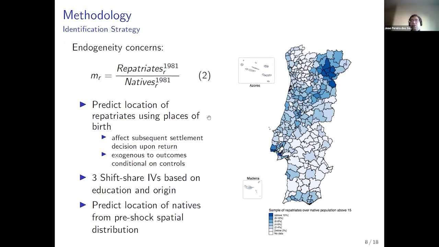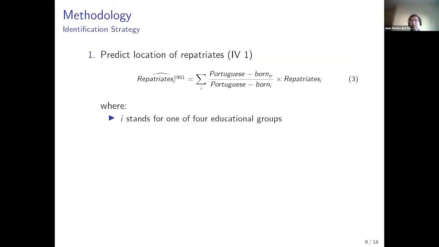So how are we going to build these IVs? The most common way in the literature in migration is to use a measure of past settlements, assuming some kind of networks. We cannot do this because we didn't have past settlements of repatriates in Portugal. So the way we are doing this, we are using their places of birth. We have at least three variations of these shift share IVs. I will try to explain the first two.